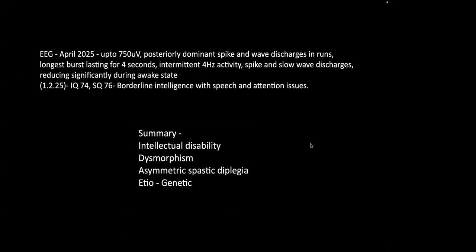Because he presented with seizures, we did an EEG that showed posterior dominant spike and wave discharges in runs, with the longest burst being 4 seconds, and intermittent frontal activity of spike and slow wave discharges that reduced significantly during the awake state. Because of intellectual disability, we did an IQ assessment that was 74, corresponding to borderline intelligence. He also has speech and attention issues.